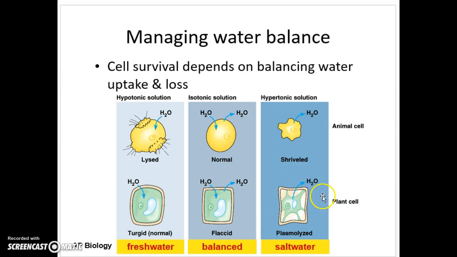In a plant cell, again, we have our cell wall here that's protecting it from actually losing its shape. But the cell membrane itself inside the plant cell here is actually going to pull away from the cell wall. And that condition is called plasmolysis. And so we say the plant cell becomes plasmolysed.